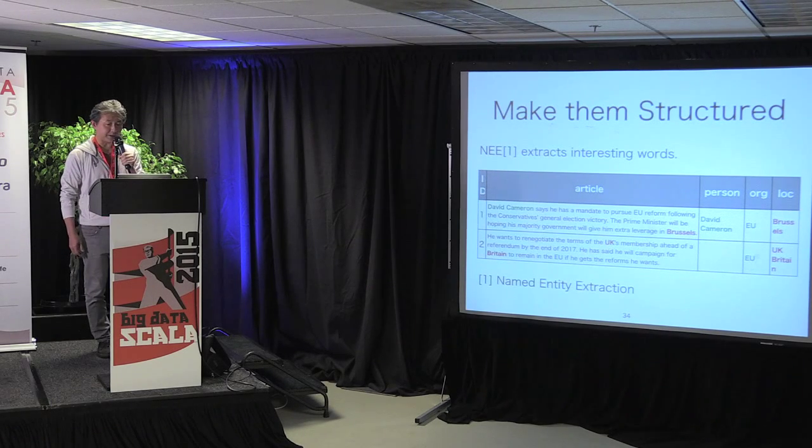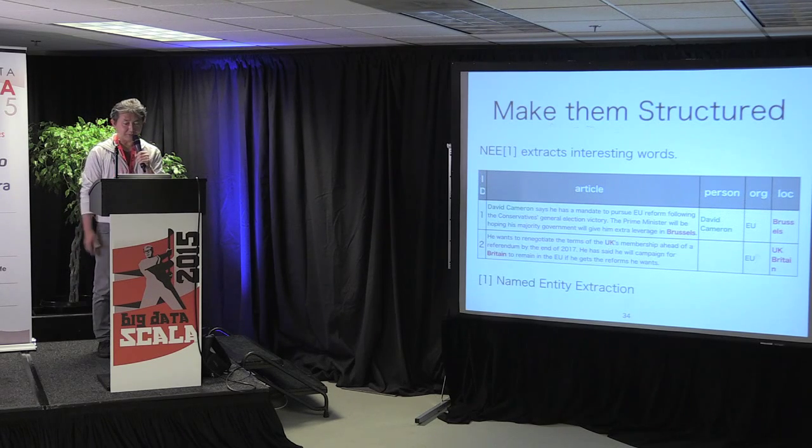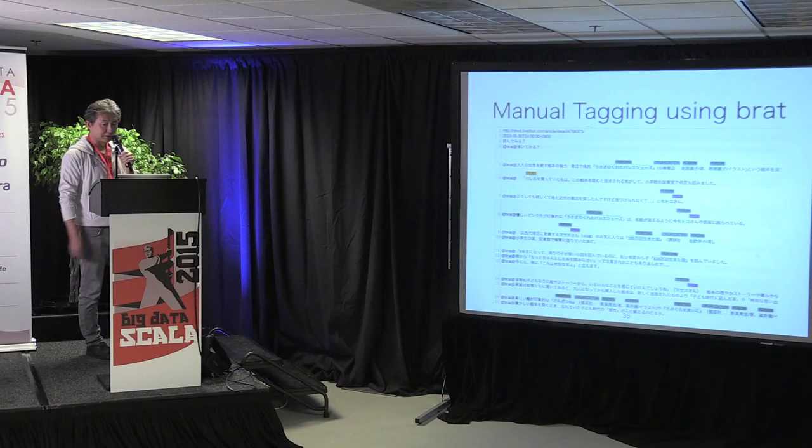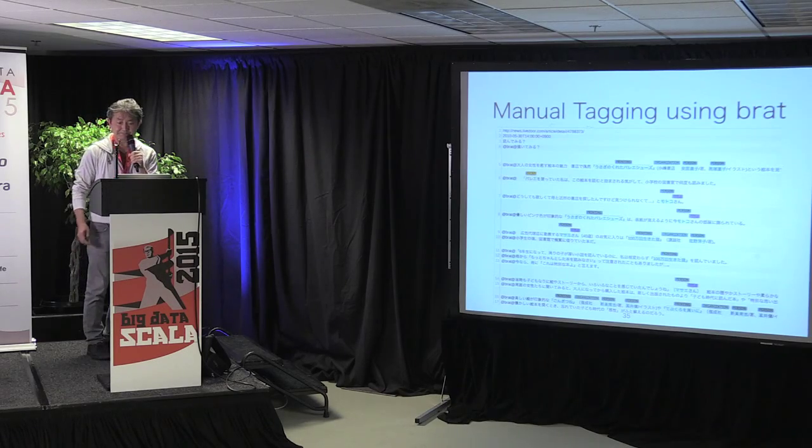NLP4L has an interface to OpenNLP to use the NEE function. OpenNLP works nicely, but unfortunately, it doesn't have model files for Japanese. To implement them, we tagged named entities for Japanese news articles by ourselves. To handle this task, we used BRAT, an open source software for text annotation. In total, we annotated several thousand Japanese sentences.